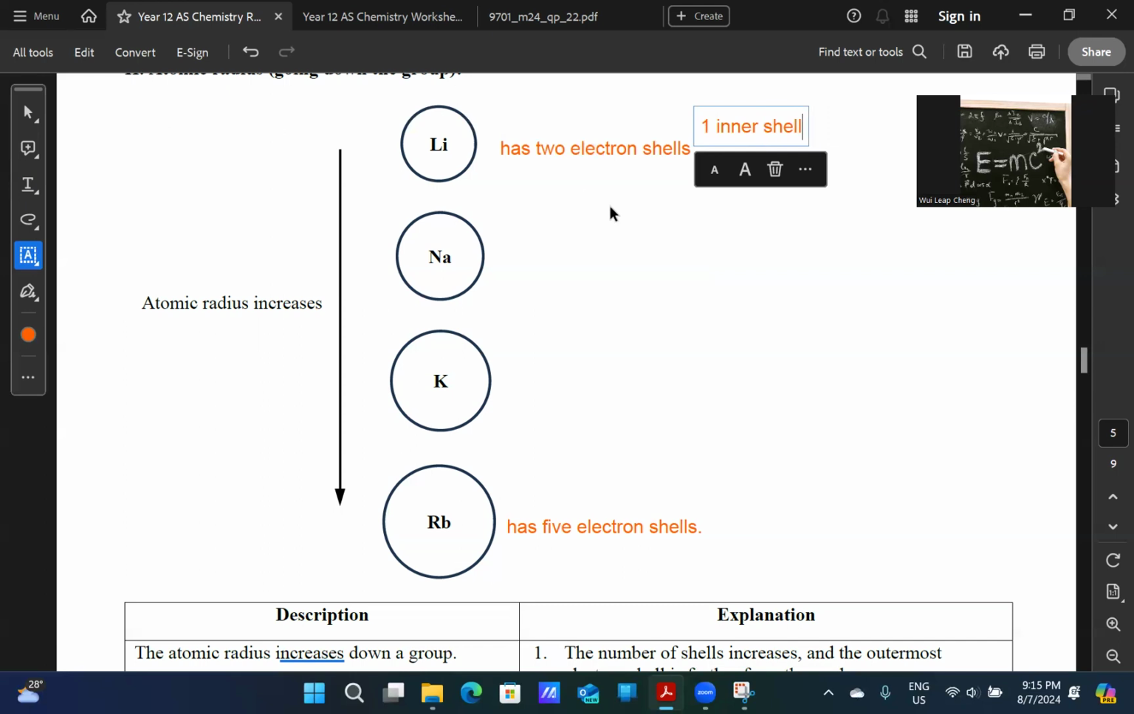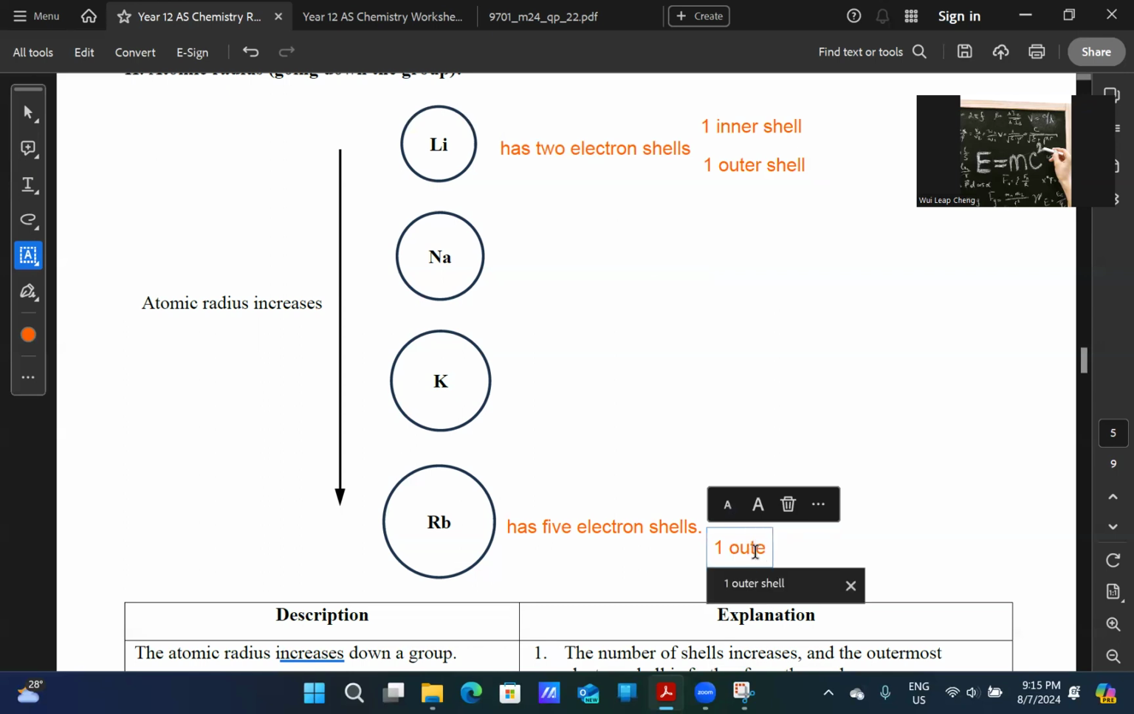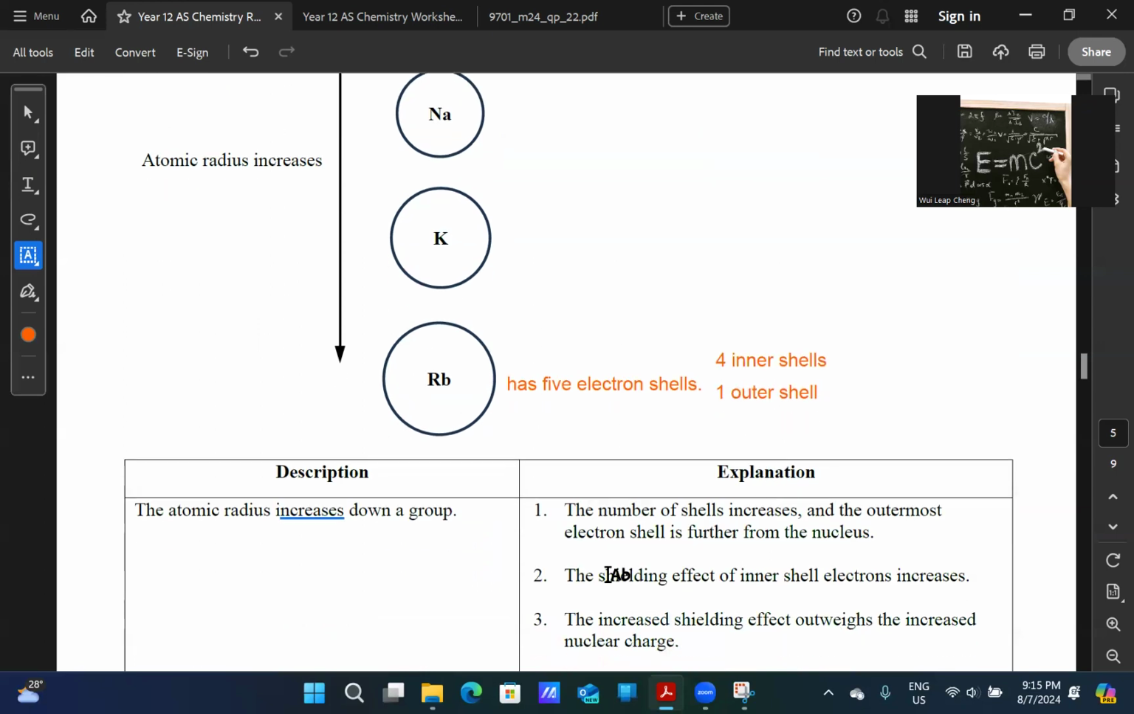Inner shell, 1 outer shell. Rubidium, 4 inner shells with 1 outer shell. Definitely you will see that from 1 inner shell increase to 4 inner shells, the shielding effect of inner shell electrons also increases, and will give a greater repulsion to the outer shell electron.